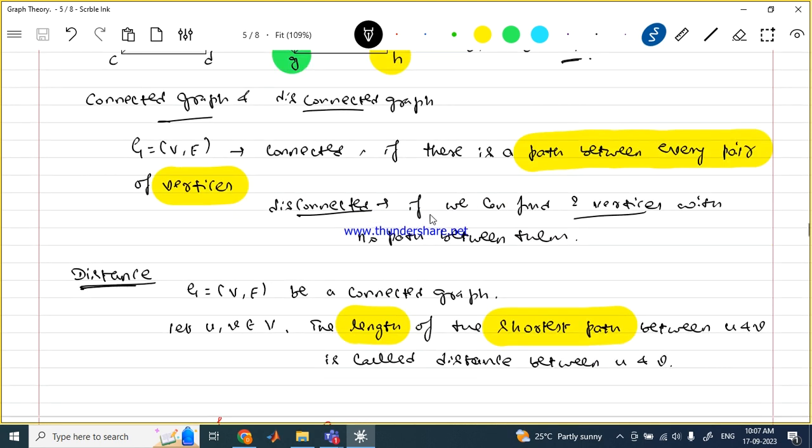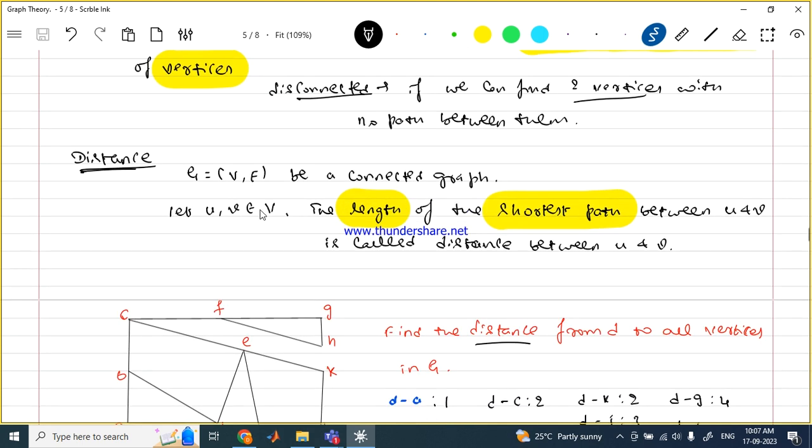And as I mentioned, connected graph is nothing but a graph in which there is a path between every pair of vertices. So distance refers to what? You can have more than one path between two vertices. So for example, in this case itself, if I want to reach H from C, this is one path. This is the second path. Out of these two paths, you can note that this is the shortest path. So the length of the shortest path refers to the distance. Length always refers to the number of edges we are using to traverse from one point to another point.